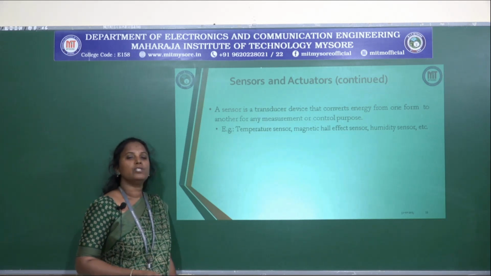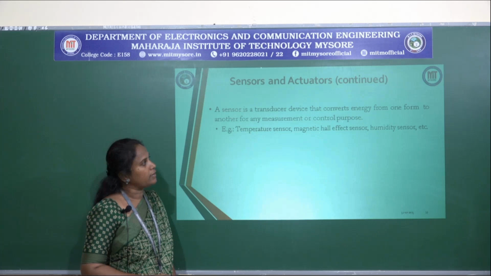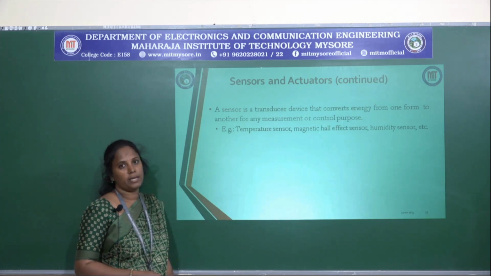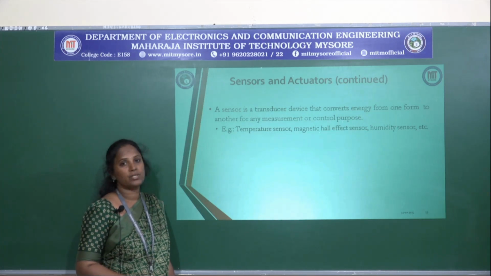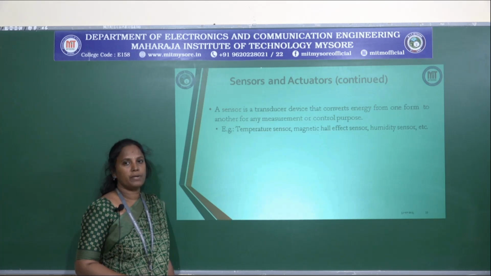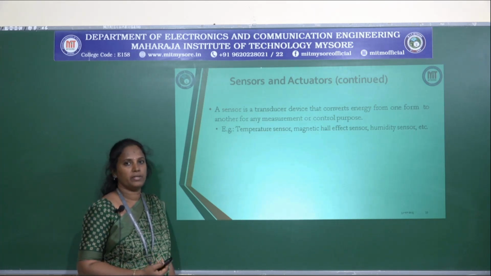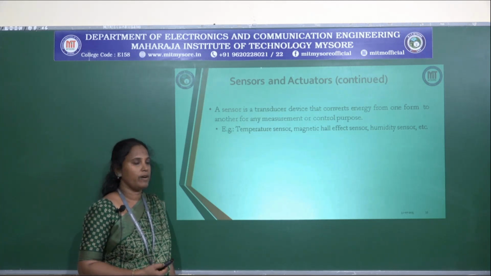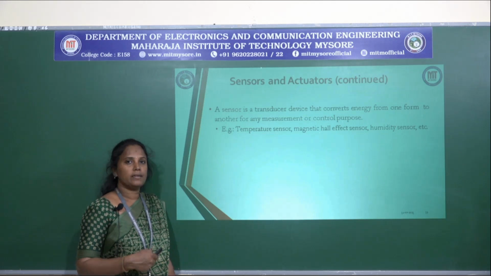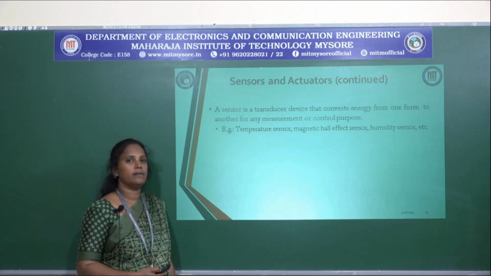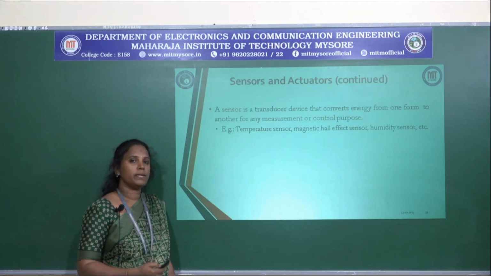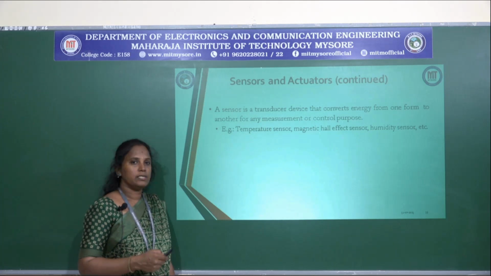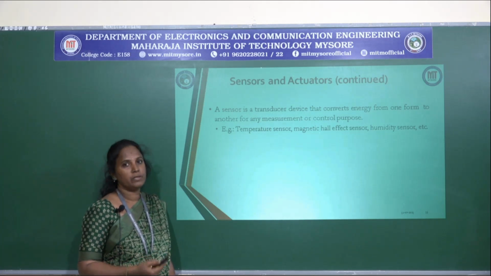A sensor is nothing but a transducer that converts energy from one form to another for measurement or control purposes. For example, a temperature sensor. What is the purpose of a temperature sensor? It has to monitor the surrounding temperature, in terms of centigrade or Fahrenheit. Only electrical signals can be understood by our device, so whatever temperature is sensed has to be converted to electrical signals, that is, analog signals, and only then will it be further processed.